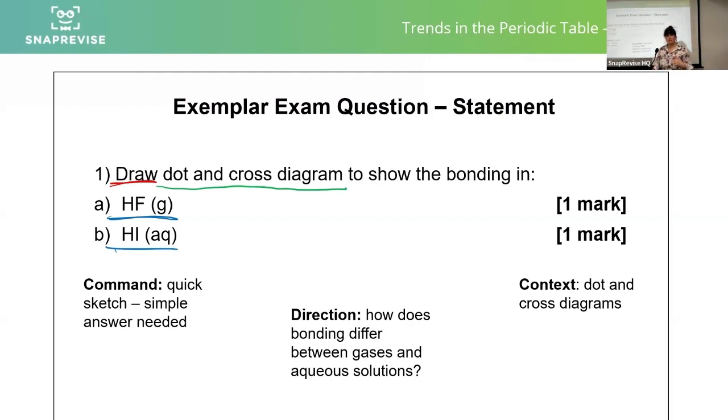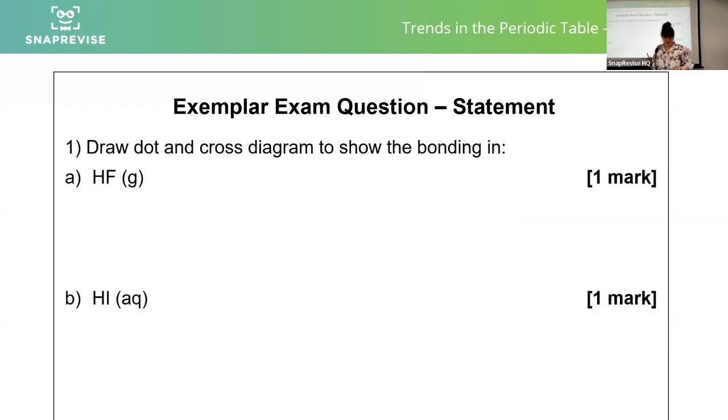They want to know that you can explain this in a new context. If you can understand why they're asking it, sometimes it can lead you to an answer which can be quite useful. So in this case, why are they asking it? Well, because they want to see if we can tell the difference between the bonding in these two substances. What is the difference? So let's have a go.